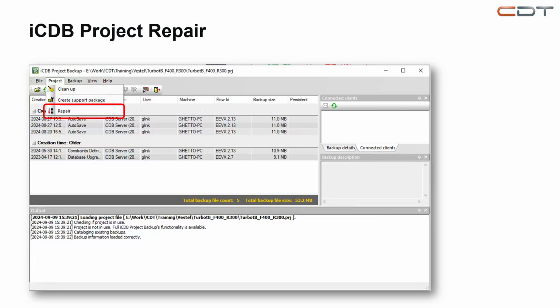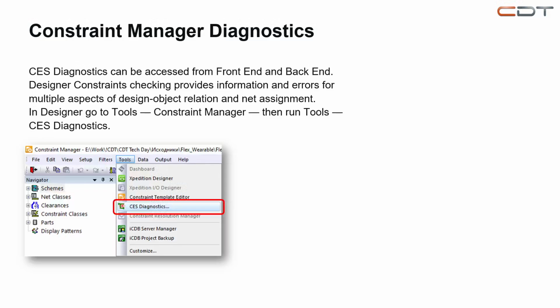After, it will show you a screen like this. This is the main window of the iCDB project backup, and inside this window you will see the project repair icon on the toolbar, Constraint Manager Diagnostics. This is the main part of the tool where you set the rules for your project. And in Tools, Says Diagnostics, you can run and perform this type of check on your project.